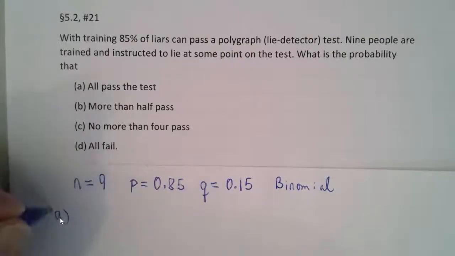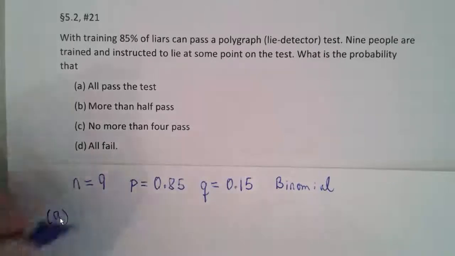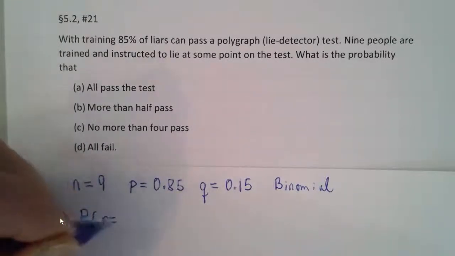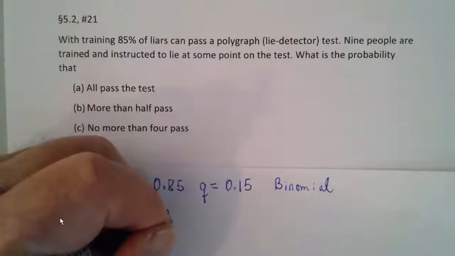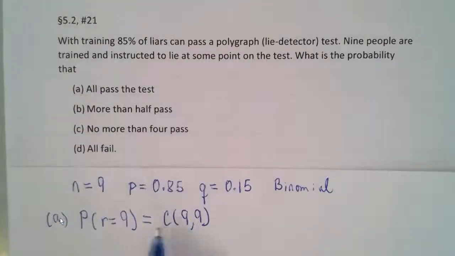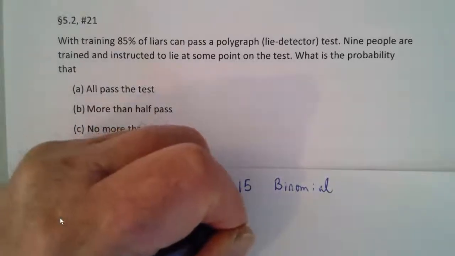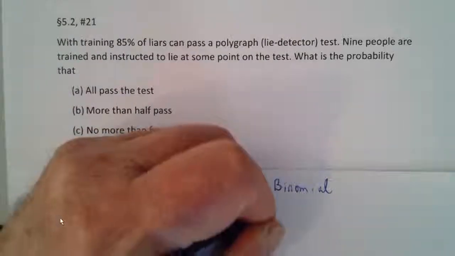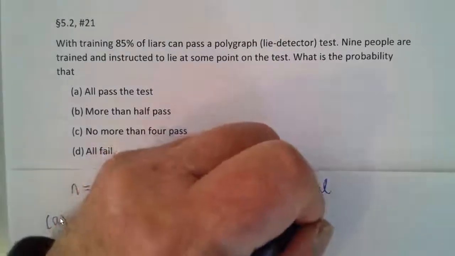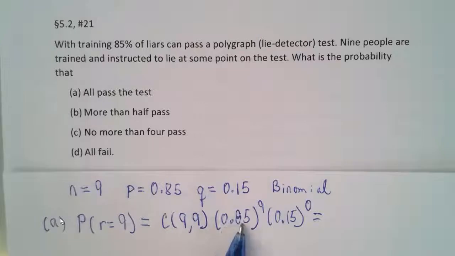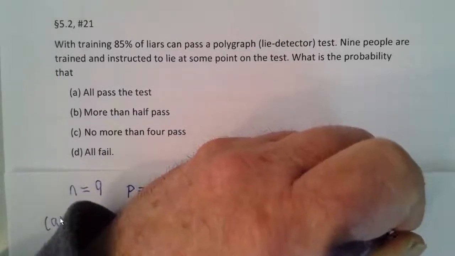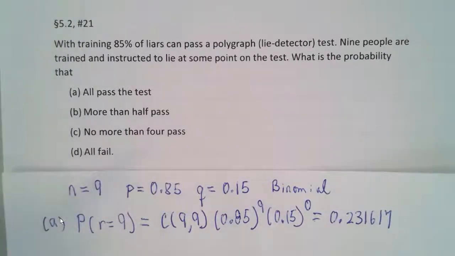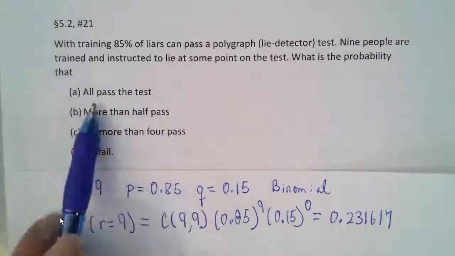All right, part A. What is the probability that all of them pass the test? Well, that is the probability of getting 9 successes out of 9 trials. And you could use the calculator on this, but it's actually just a little bit easier to use the formula. C99, which is automatically 1, times 0.85 to the 9, and probability of failure is 15%, but that occurs 0 times, and this reduces immediately to 0.85 to the 9th power, and that number is 0.231617, if I round that off. So about 23.16% of the time when this happens, all 9 of them would pass.